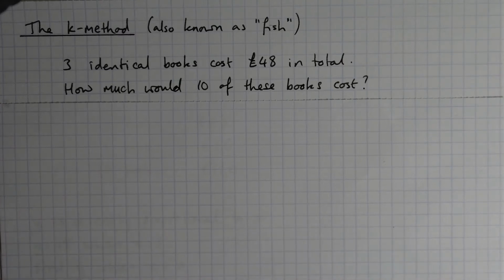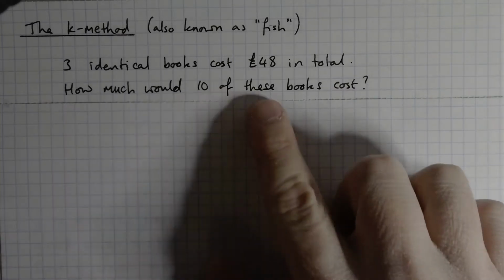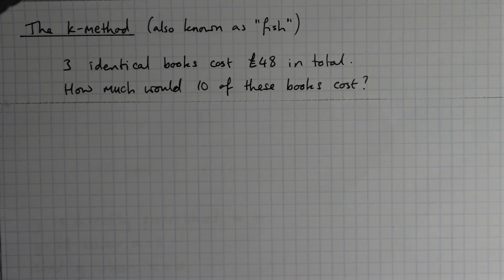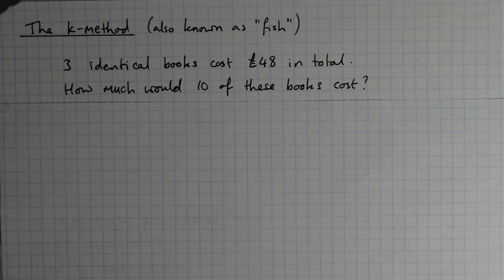Right, so this piece of mathematics is called the K method, or I call it the K method. Most other students like to refer to it as fish, and you'll see why as we go along. So let's start by considering a simple situation like three identical books cost £48, so how much would 10 of them cost? Well, you already know how to do this.